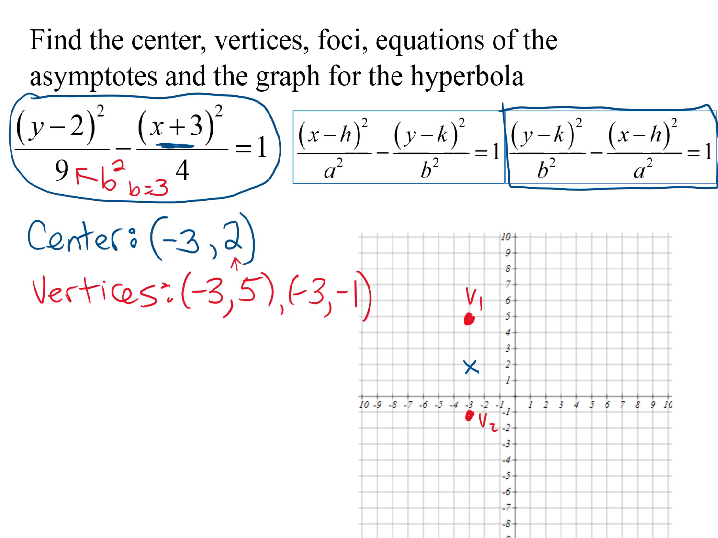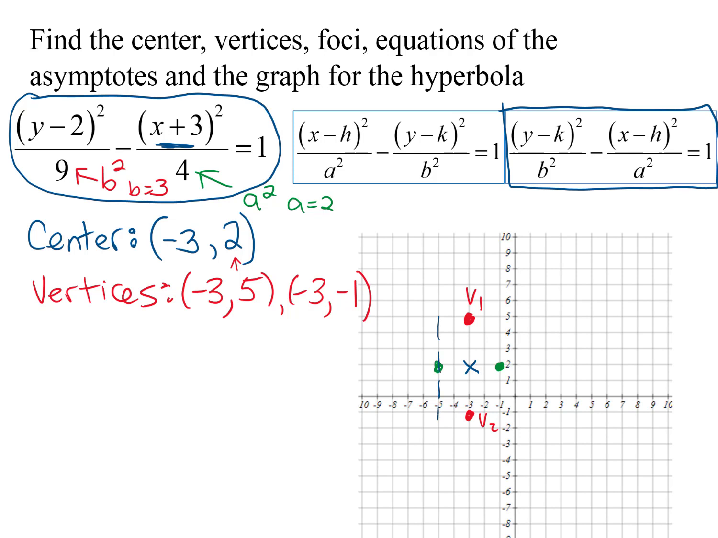Okay, the next thing I'm going to do is look at a squared, which is underneath the x squared. And a squared is 4, so that means a equals 2. So from the center, I'm going to go 2 each direction for the x. I'm going to go to the right 2, and I'm going to go to the left 2. Those lines now define my guide rectangle.